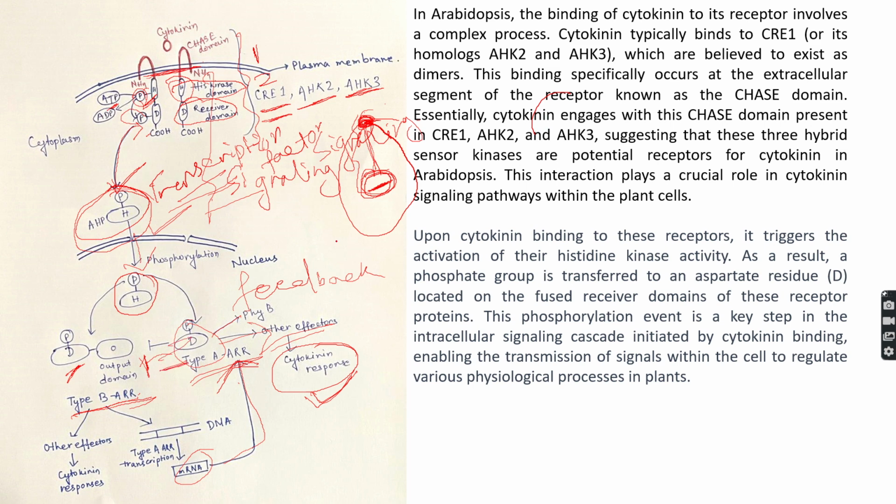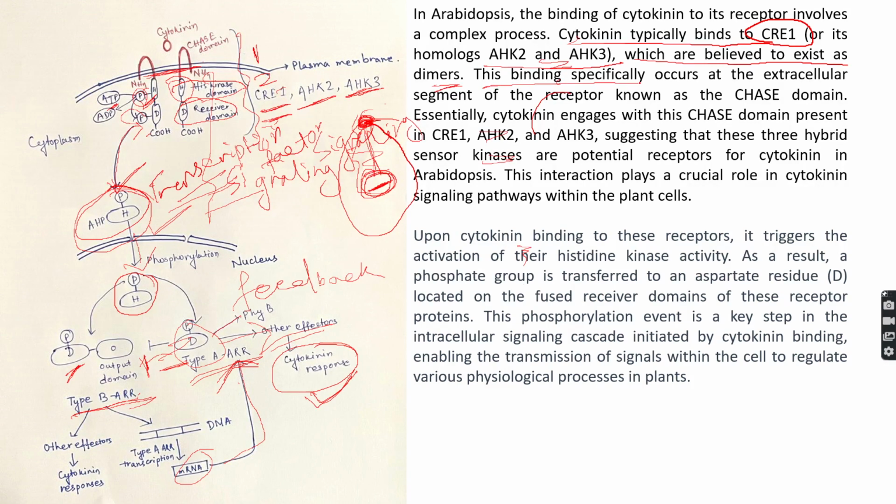Okay, so let's see the whole process in text. In Arabidopsis, the binding of cytokinin to its receptor involves a complex process. Cytokinin typically binds to CRE1 or its homologues AHK2 and AHK3, which are believed to exist as dimers.